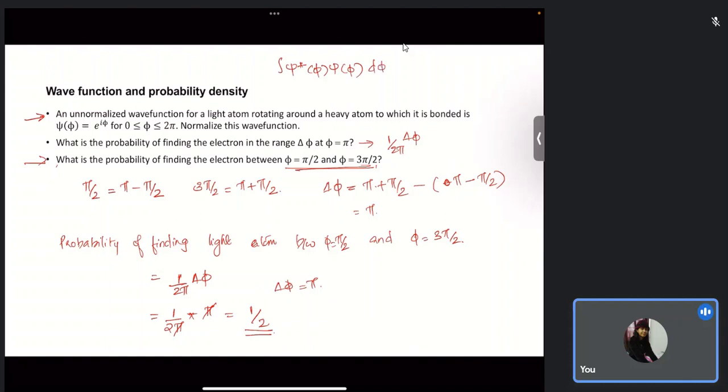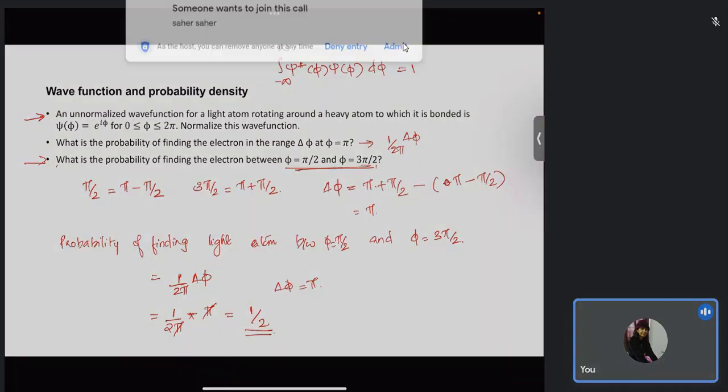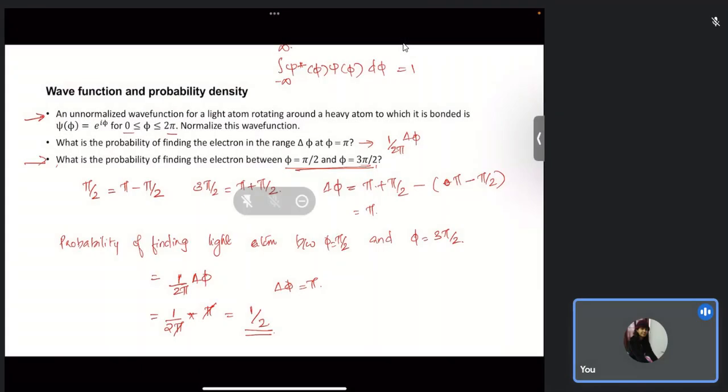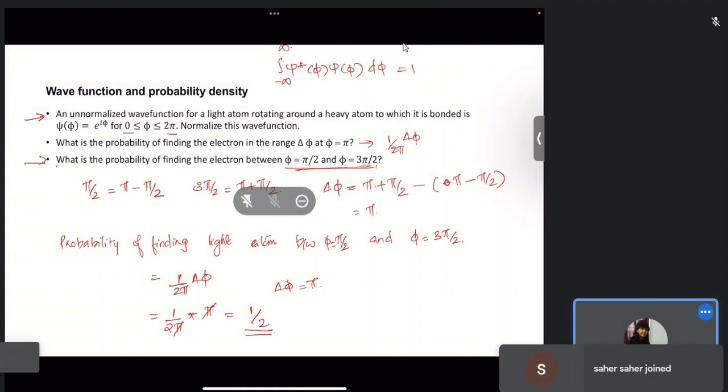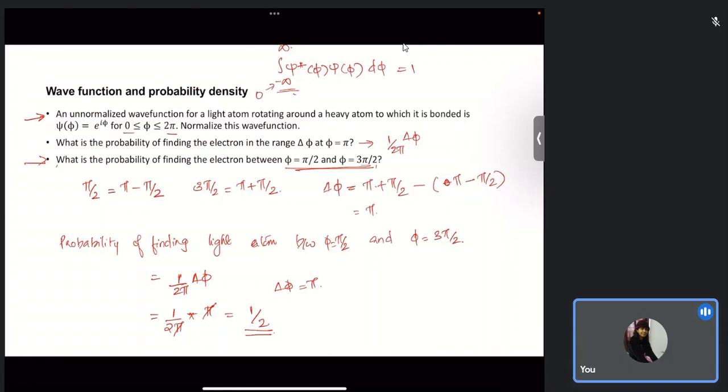Over the whole space, the probability of finding the particle is going to be 1, integrated from minus infinity to plus infinity. Since we have defined the wave function over a range of 0 to 2 pi, we change the limits to 0 to 2 pi, and the wave function is written as e raised to i phi. Psi of phi is e raised to i phi. The complex conjugate of it is e raised to minus i phi.